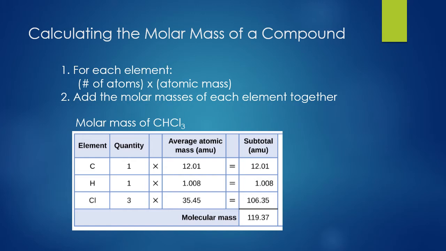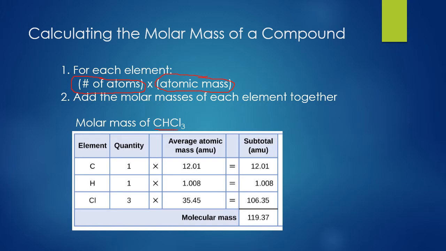To calculate the molar mass of a compound, for each element present, you need to take the number of atoms, represented by the subscript in the chemical formula, and multiply it by the atomic mass, which you find on the periodic table. Then you add the molar masses of each element together. So looking at an example of CHCl3, this is the chemical formula.